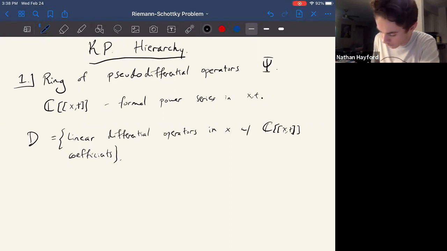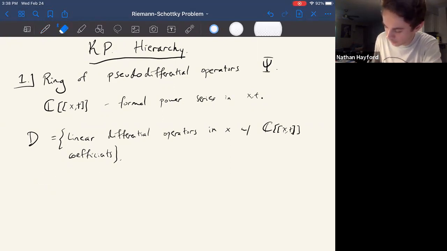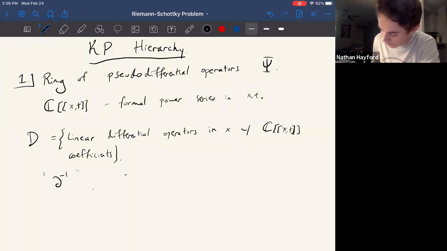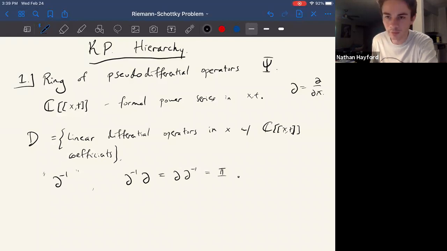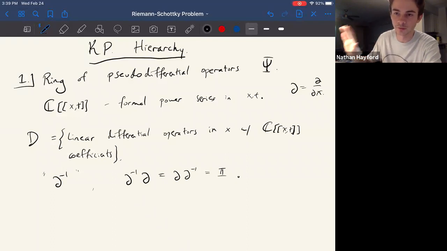Well, it's the algebra of... well, I need to define a symbol first. Maybe that'll be best. So I define this symbol D inverse. So what is this D inverse? How does it act? Well, D inverse applied to D, where D here is d/dx, is the identity operator. And we can think that D inverse is just like integration and setting the integration constant equal to 0. So for all intents and purposes, that's exactly what D inverse is.